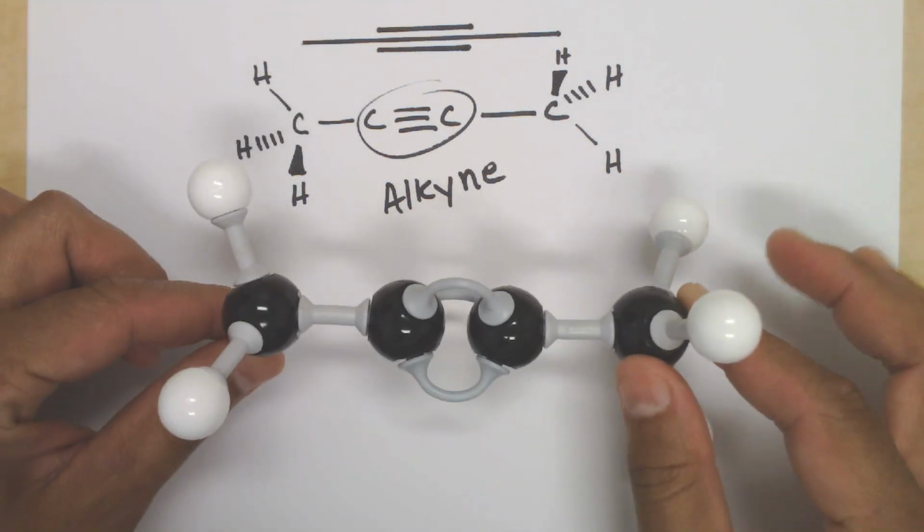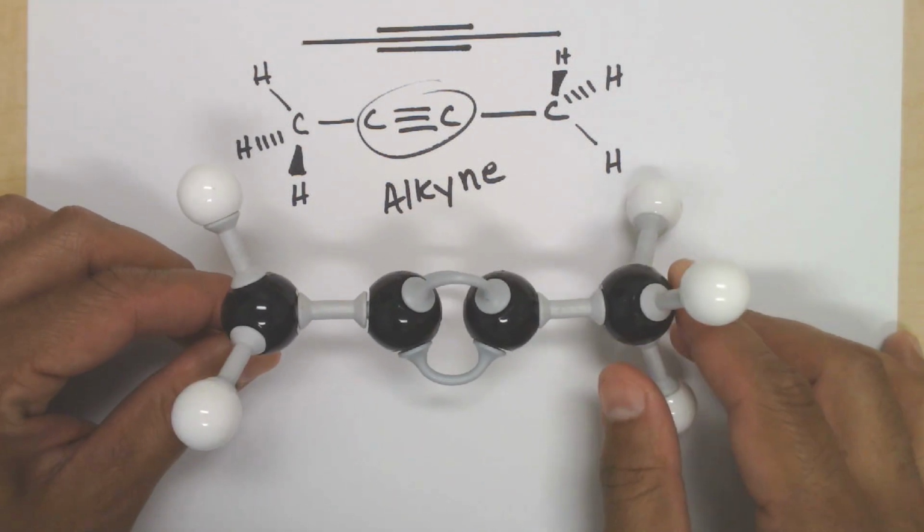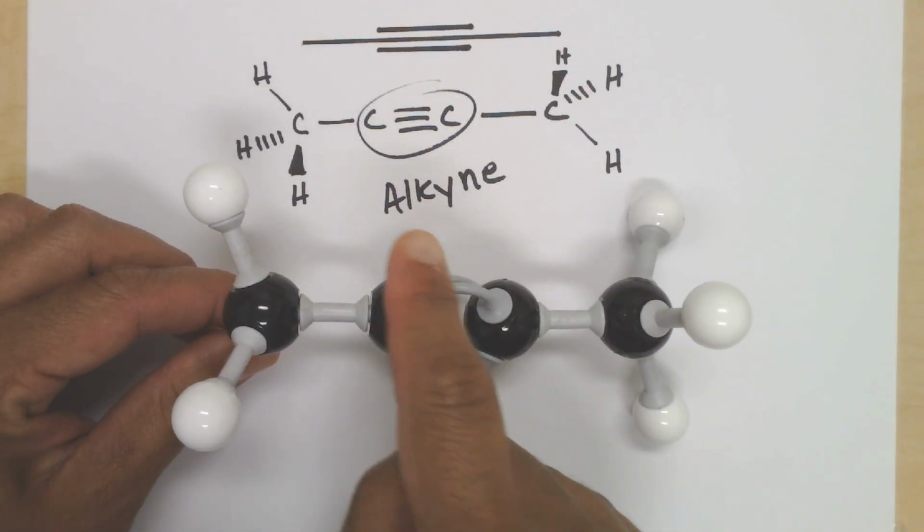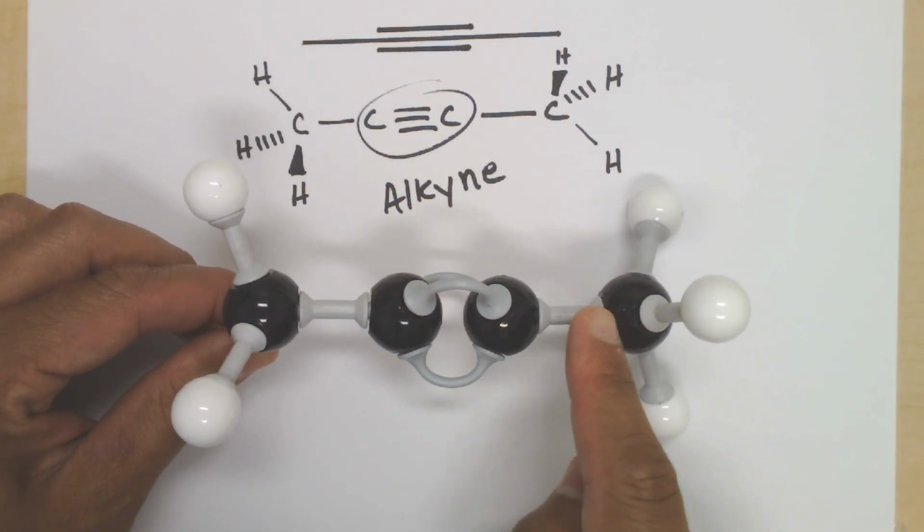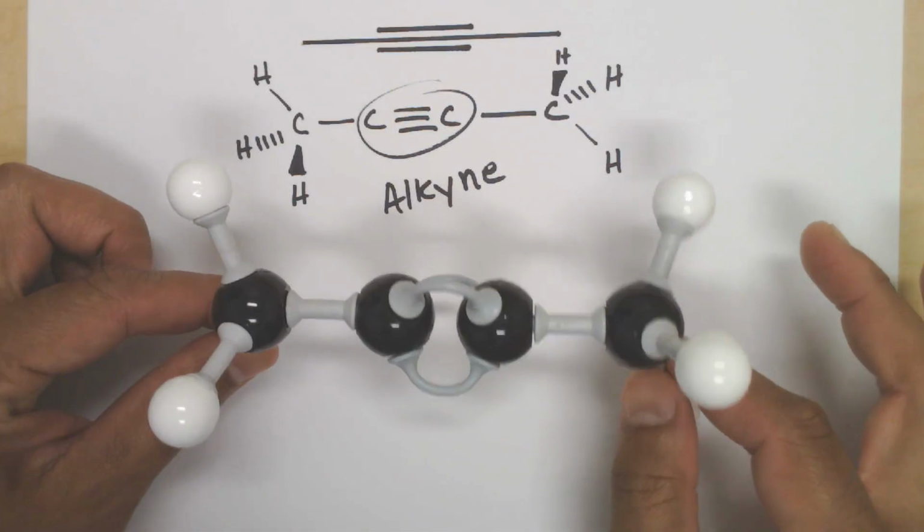And the other noticeable characteristic, that 180 degree bond angle around those 2 middle carbons. You see, it just looks like a straight line.